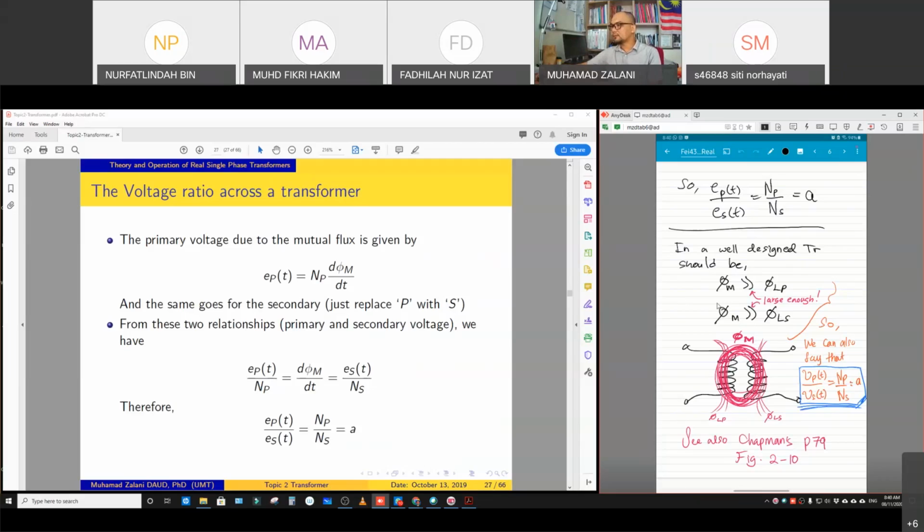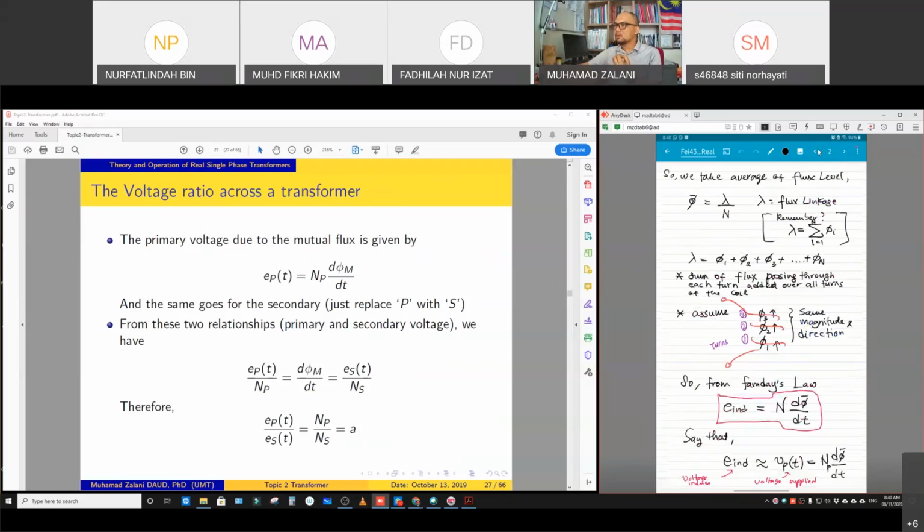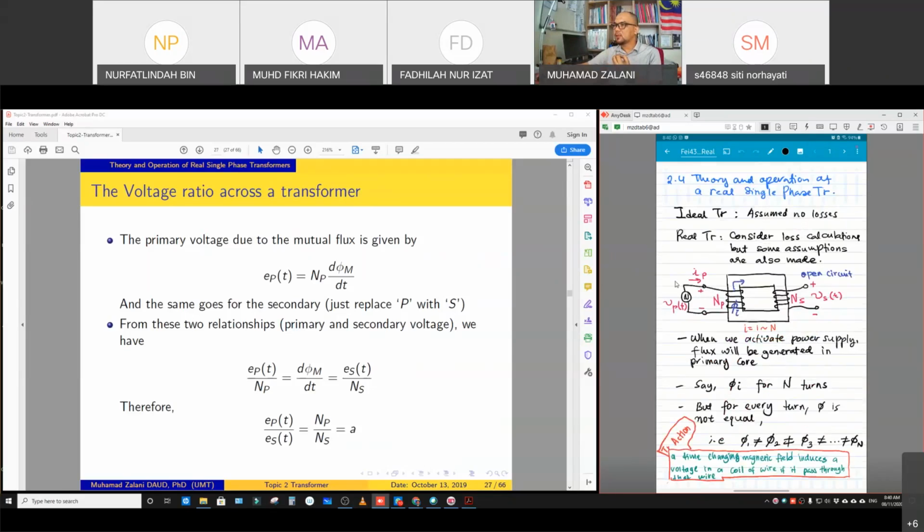So in that case, okay, we can say that this one is for induced voltage, right? We can also say that the supplied voltage, which is the voltage we supply to the transformer, and then the voltage which is induced at this open terminal.